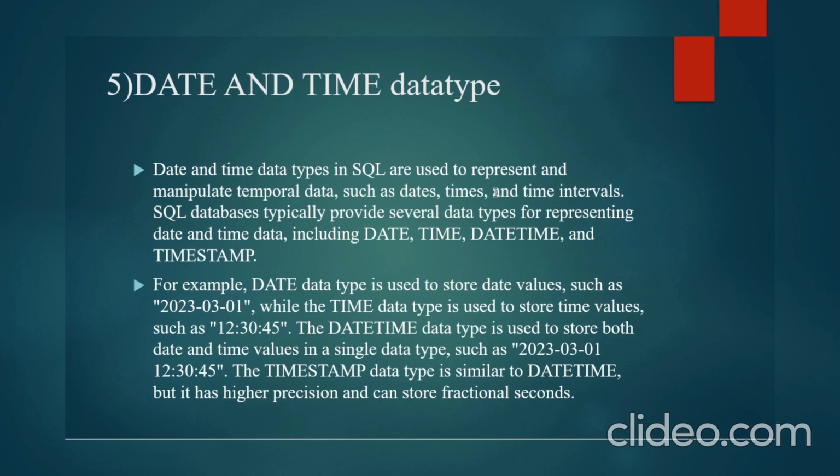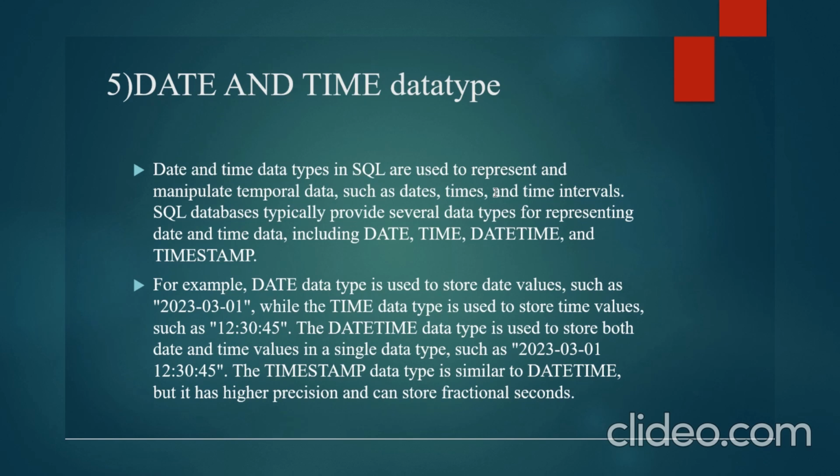Now let's see the fifth one, that is the date and time data type. Date and time data types in SQL are used to represent and manipulate temporal data such as dates, times, and time intervals. SQL databases typically provide several data types for representing date and time data, including date, time, and timestamp. For example, the date data type is used to store date values such as 2023-03-01, while the time data type is used to store time values such as 12:30:45.